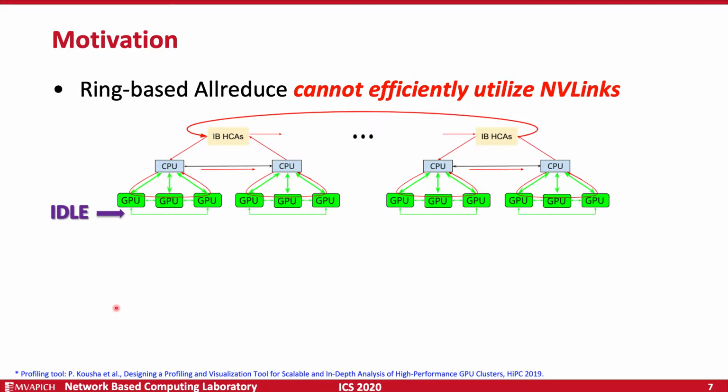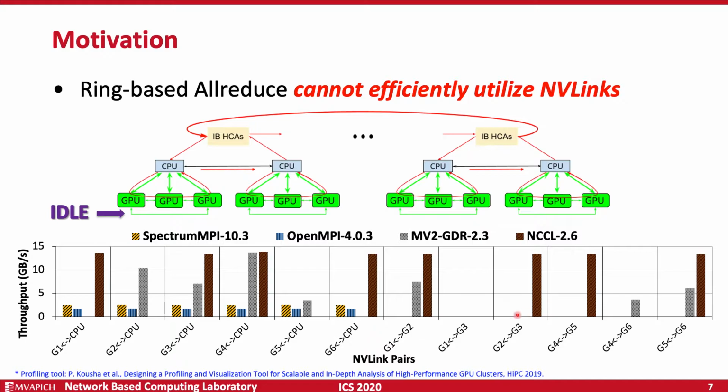To confirm this, we use a profiling tool presented in this HiPC paper. We profile the Allreduce operation using Spectrum MPI, OpenMPI, MVAPICH2-GDR, and NCCL. These are the state-of-the-art communication libraries used for deep learning and HPC applications. So you can see it's all over the place, and in some places, as we expected, like GPU 1 to GPU 3, there's no traffic here.